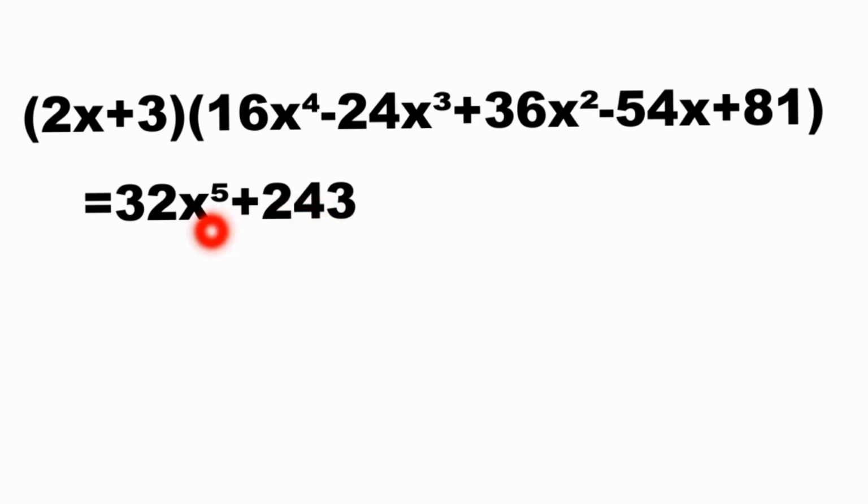If in case you don't know the fifth power of this one, you just multiply this one to this one. 32x times 16x to the fourth is 32x to the fifth, and this one 3, you just multiply this to 81. So 81 times 3 is 243, and that's it. Yeah, shortcut.